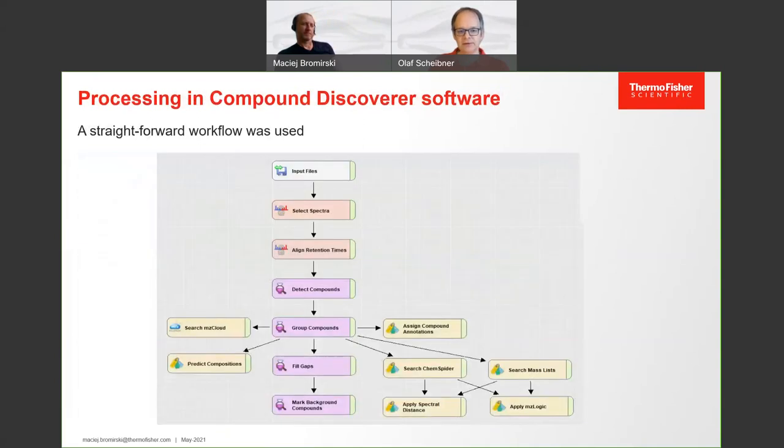And then we had a quite straightforward workflow in Compound Discoverer, just going along, detecting the components. This is this reddish purple line you see on the vertical line. And aside to that, more yellowish, you see certain steps for identification without going into all details right now. But it's a straightforward unknown screening process in Compound Discoverer.